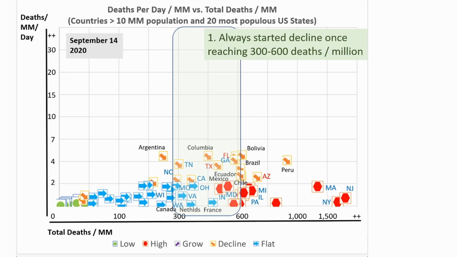The first effect is that we always see declines in deaths start once an area experiences 300 to 600 deaths per million. If you put this data into an AI or machine learning or some other model, the most dominant and the most confident coefficient that comes out is the level of infection. But the question is, is the variable causal? Is it because infection levels have reached a certain point that declines begin? Or is it just correlated or coinciding with other actions that are occurring at the same time?